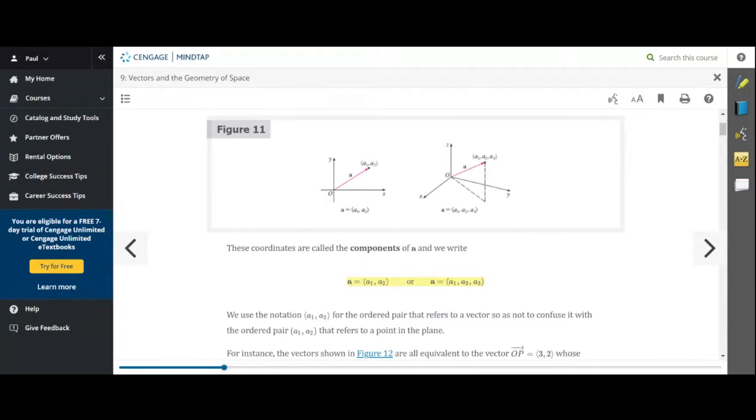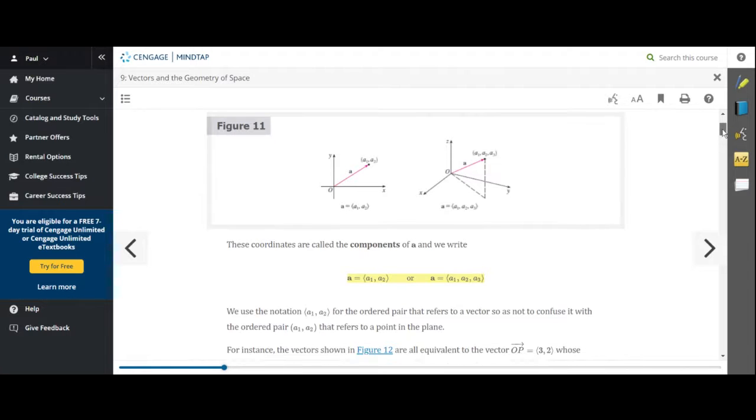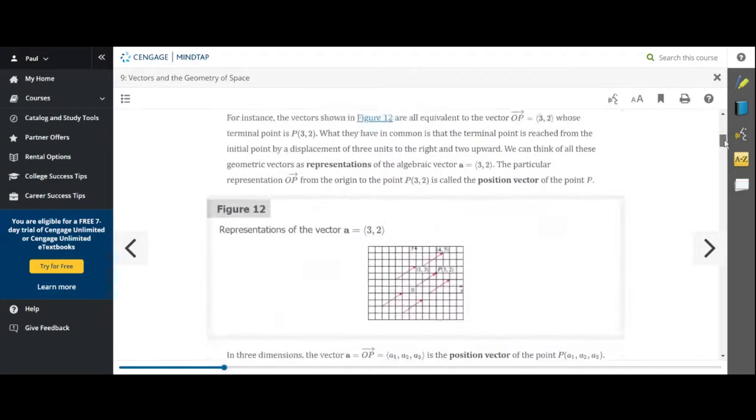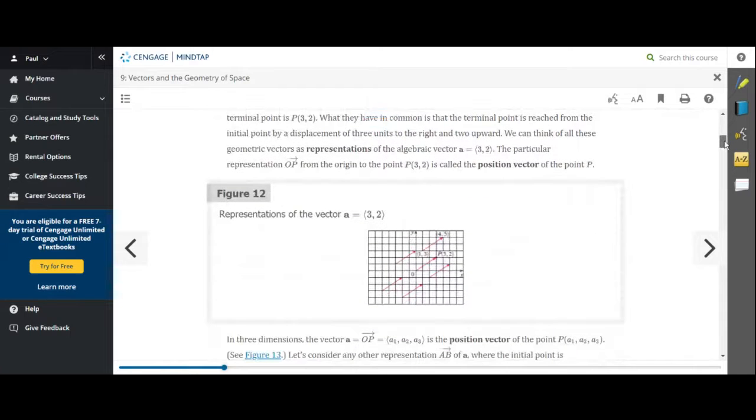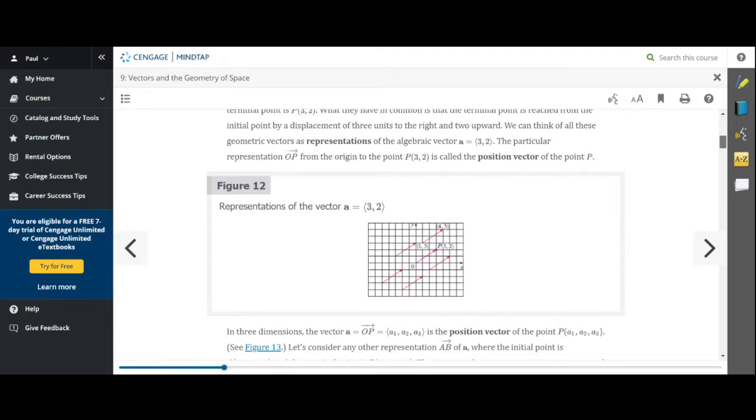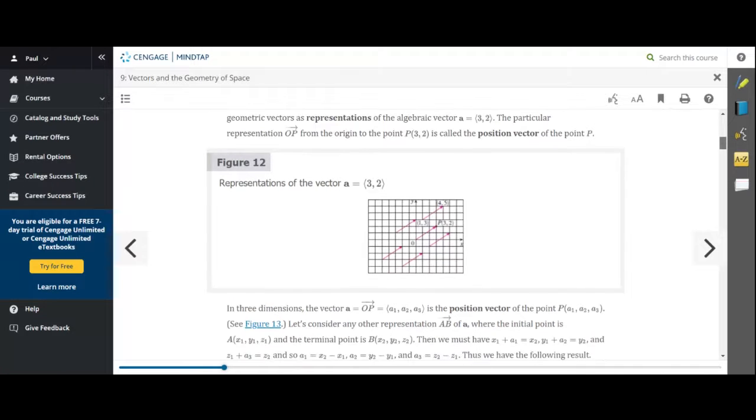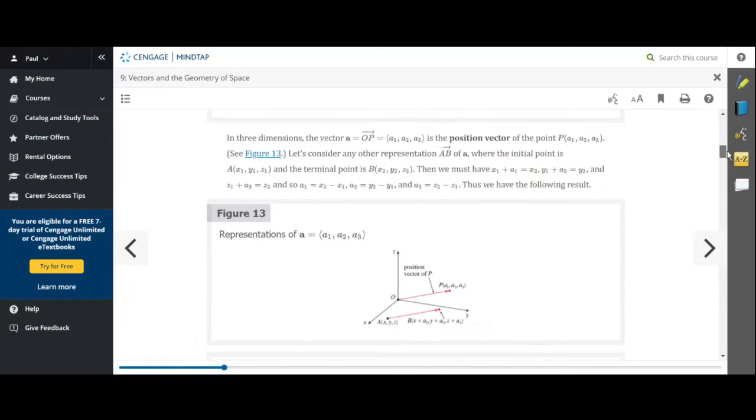Are there any questions on that? Okay, I'm giving you a guided tour here. Okay, so let's keep moving here.